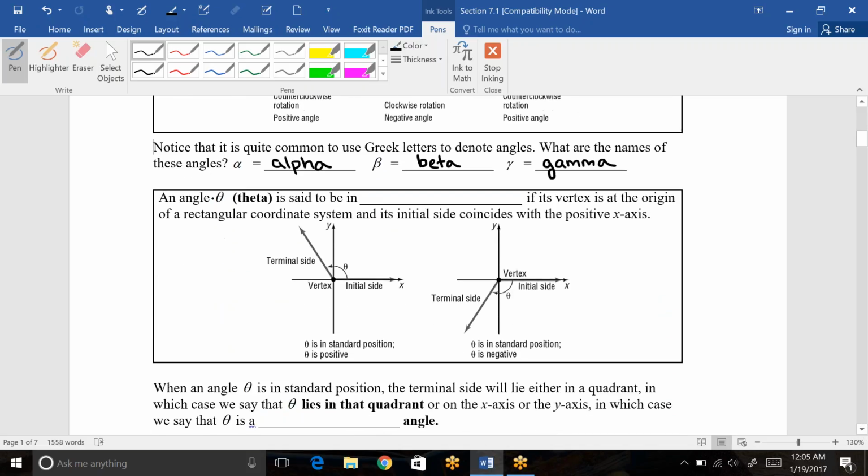Okay, an angle theta, so this is a symbol for theta, is said to be in standard position if its vertex is at the origin, so on an actual XY axis, it's at the origin, and its initial side is on the positive side of the x-axis. So anytime you have an angle located like this, we consider it in standard position, and again, counterclockwise is positive degrees, and clockwise would be negative degrees.